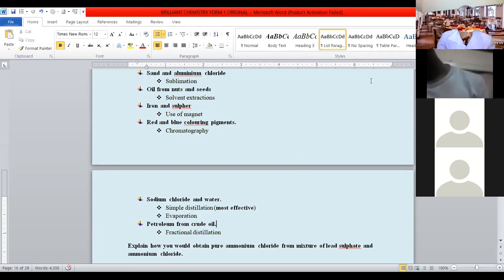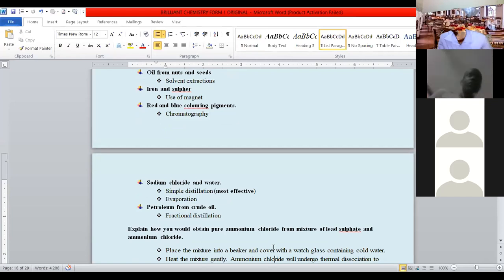Okay. Let's look at this. I said when you want to separate mixtures, study their properties, both chemical and physical. Here we have said ammonium chloride sublimes. So you put the mixture in a beaker, then you heat. The ammonium chloride will sublime, and it will be collected at the cooler part of the beaker. So you will scrape it after heating. Then you will remain with lead sulfate.